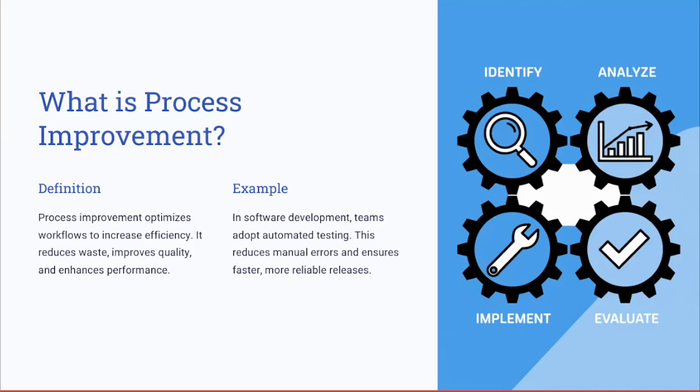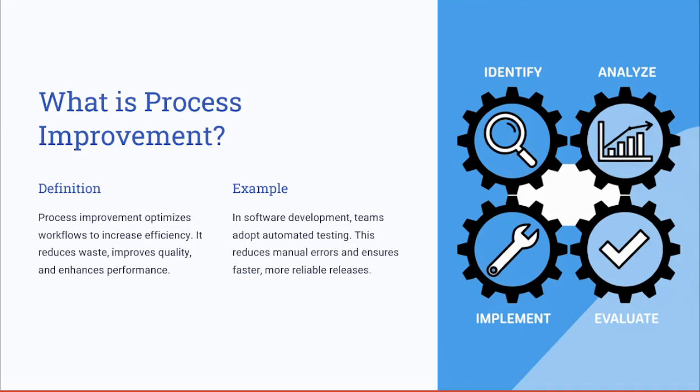And to start with this, let's first understand exactly what process improvement is. Process improvement involves analyzing and refining how work is done to increase efficiency and quality. It's about eliminating unnecessary steps, automating repetitive tasks, and optimizing resource allocation.